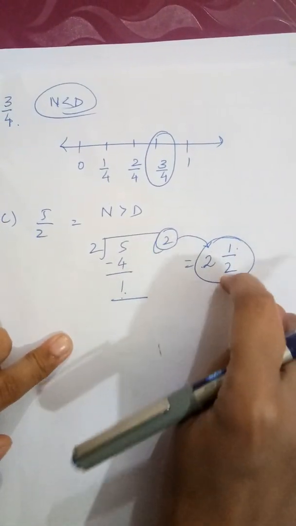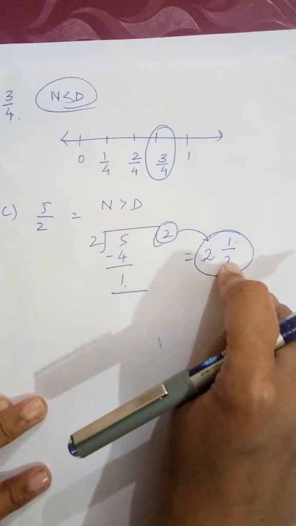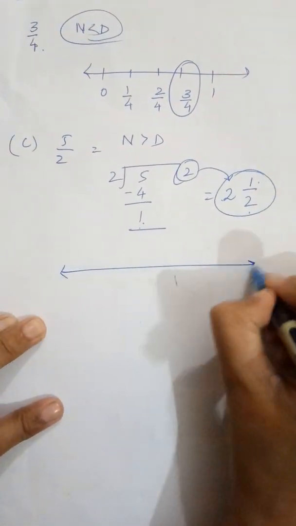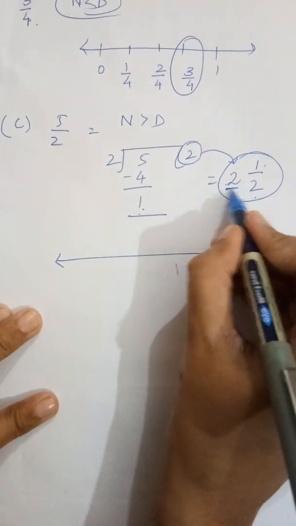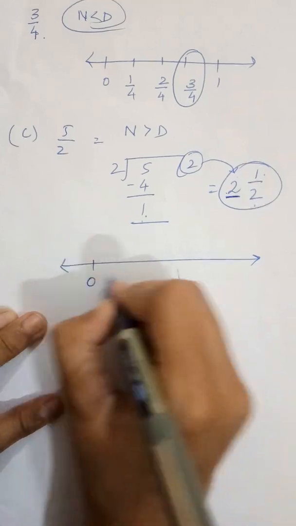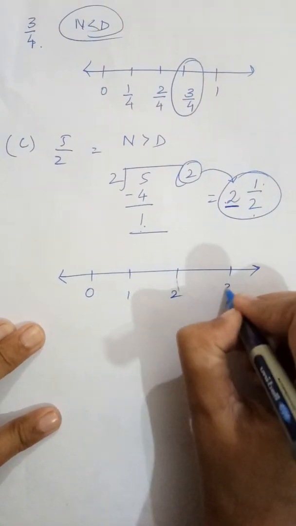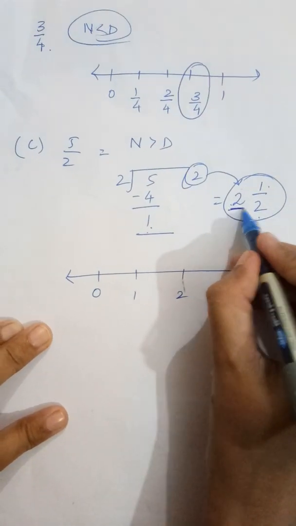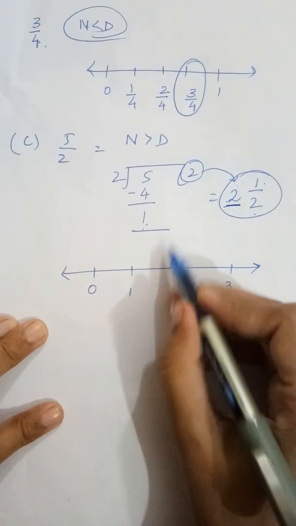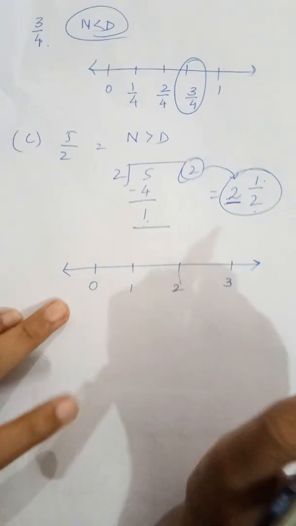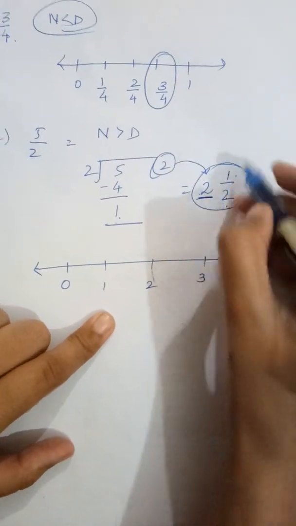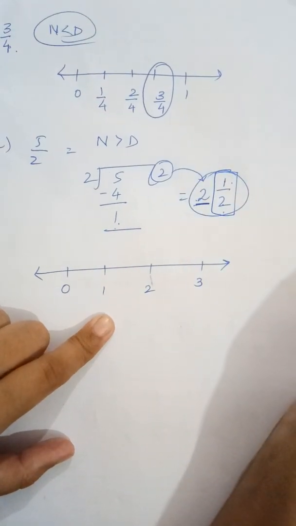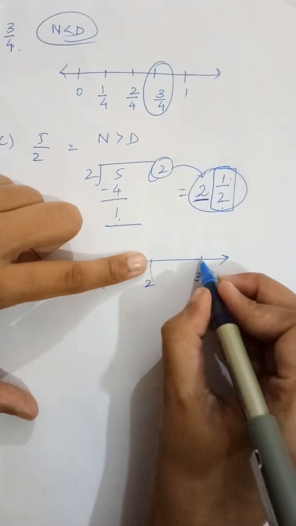Now this mixed fraction I am going to write on the number line like this. Now what is the whole number? 2. So I am going to take 0, 1, 2 and 3. I have told you that whatever the whole number is going to be, you have to take one extra till here. Now 1 upon 2. Now you can see here 1 upon 2. That means 2 and 3.